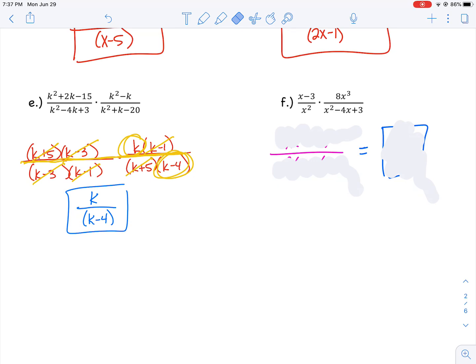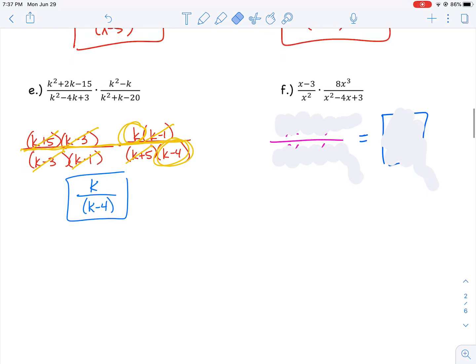All right, let's look at F. On F, I'm multiplying fractions. It looks like this numerator is already factored, and it really looks like that denominator is already factored. It really only looks like this second denominator is the only one that can be factored.